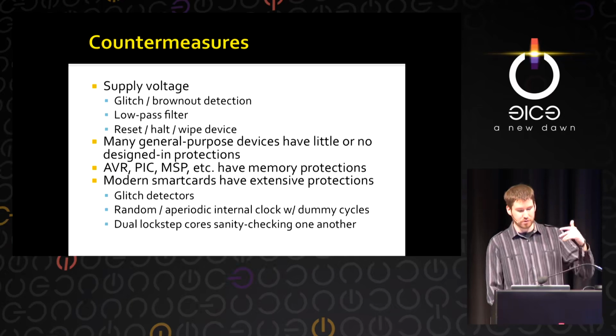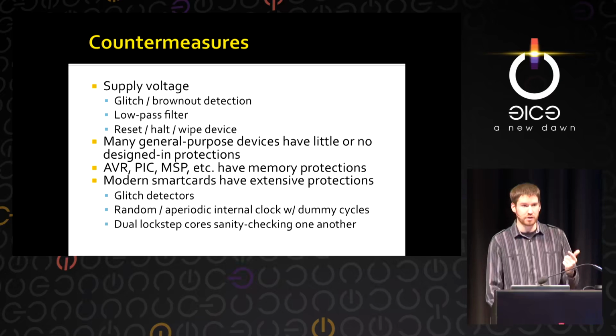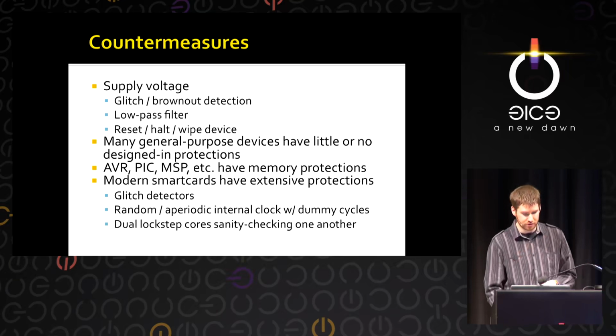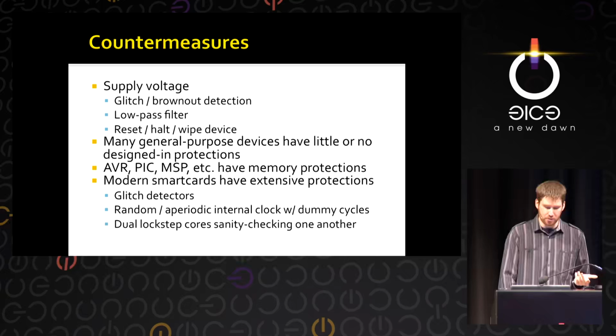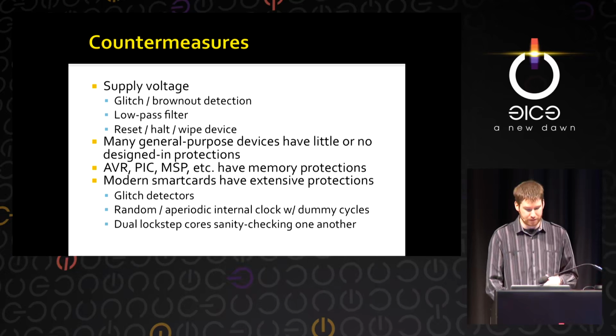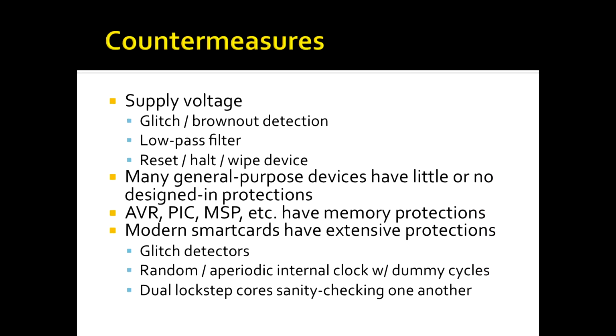Finally, supply voltage. Use glitch or brownout detection, and this can be very complicated, with fast transient detection that actually detects and responds. You could use a simple low-pass filter which simply ignores and erases that quick transient as far as the chip's concerned, so it doesn't even see it. Or you could be more aggressive and reset, halt, or wipe the device if you detect someone is trying to mess with your chip this way.